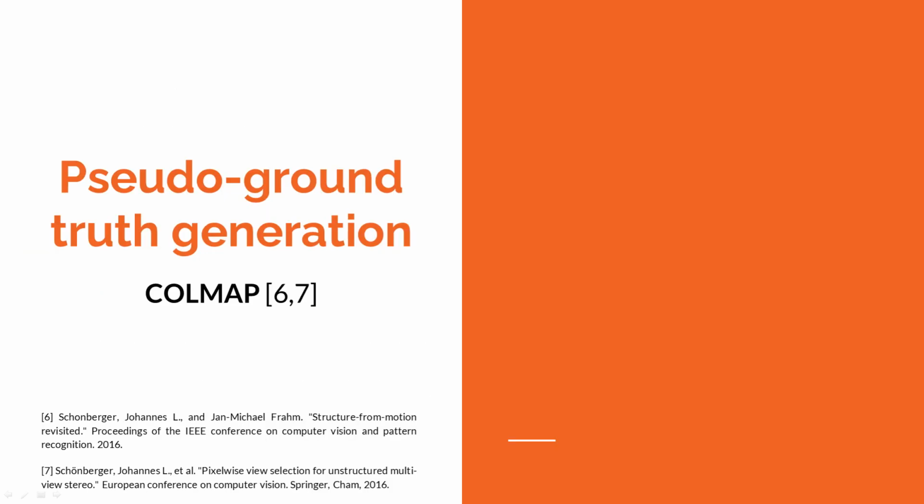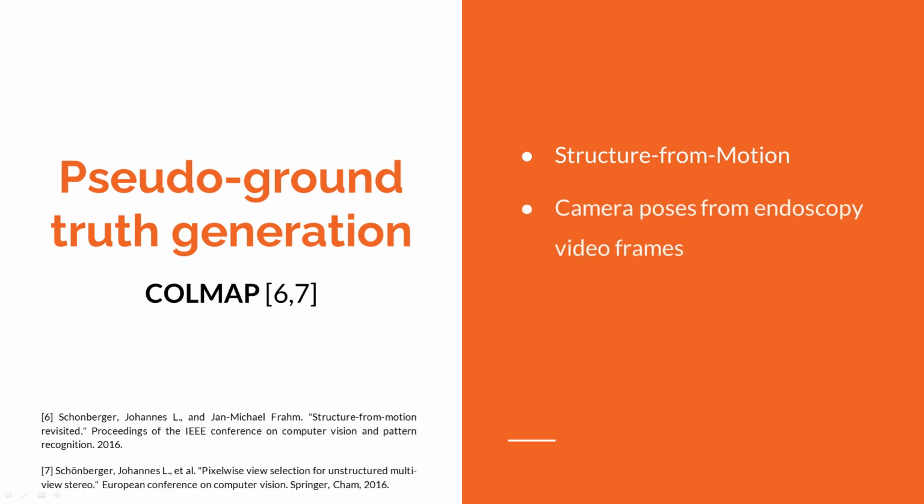To generate ground truth for the validation, we used COLMAP. COLMAP is a structure-from-motion tool that computes camera poses from the frames of a video. In our case, the endoscopy frames give the endoscope poses. With that information, we proceeded to perform the experiments.